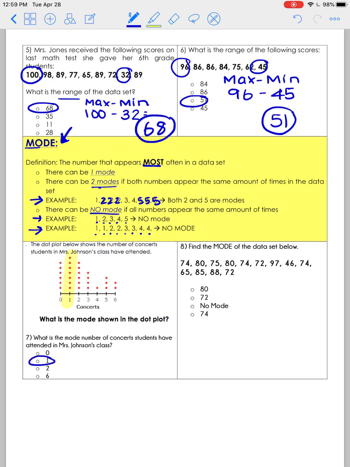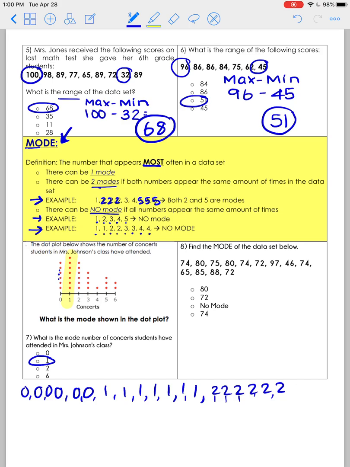Okay, and if we were to write out this data set, we would write out 6 zeros. We would write out 7 ones. We would write out 6 twos. Okay, we would write out 4 threes, and so on. So you can see that our ones appear the most. Okay, but like I said, in a dot plot, it's really easy to see because it's just the highest column.